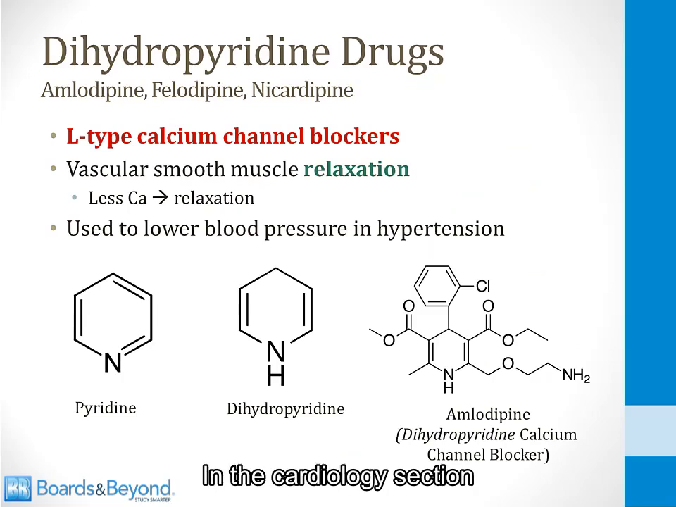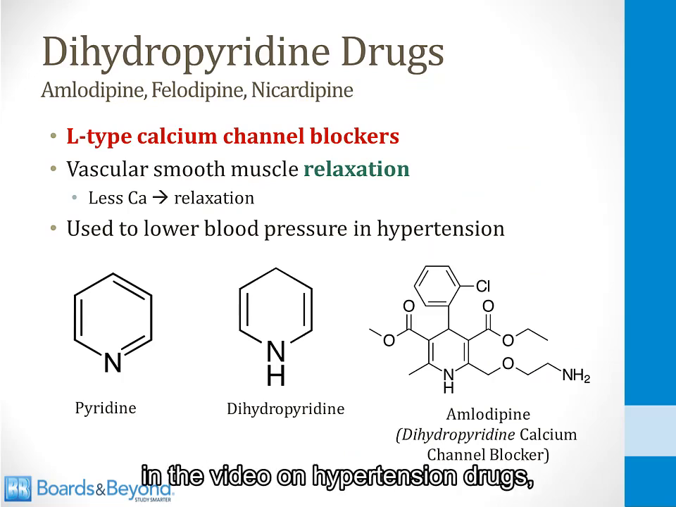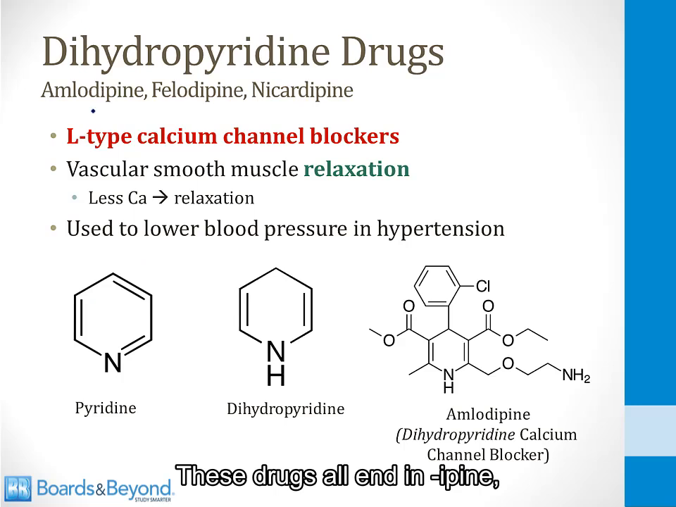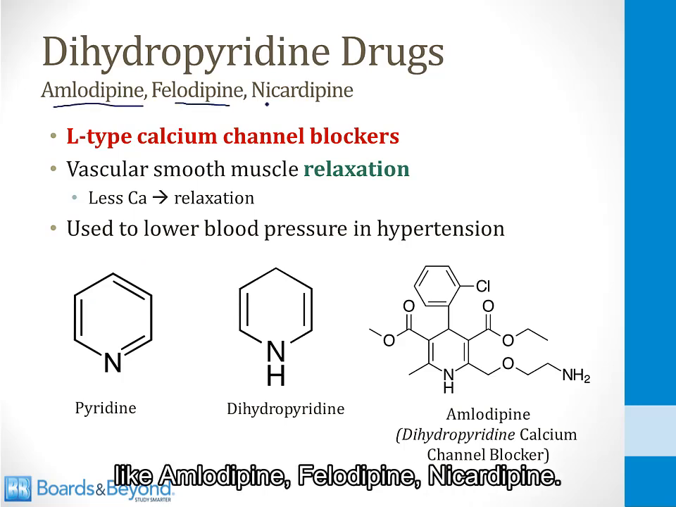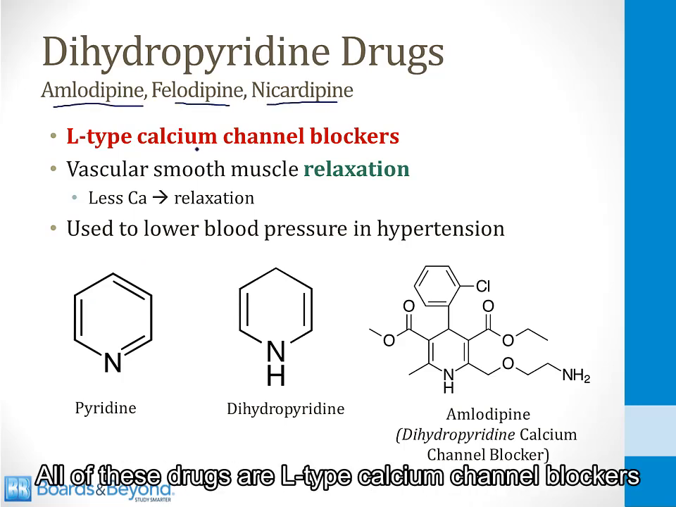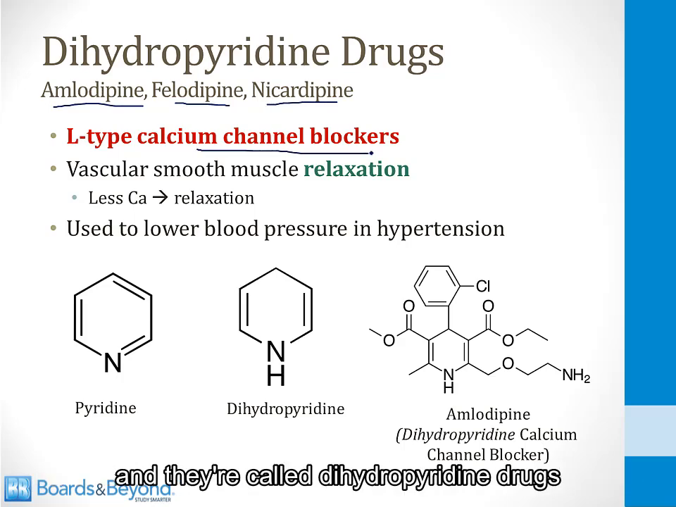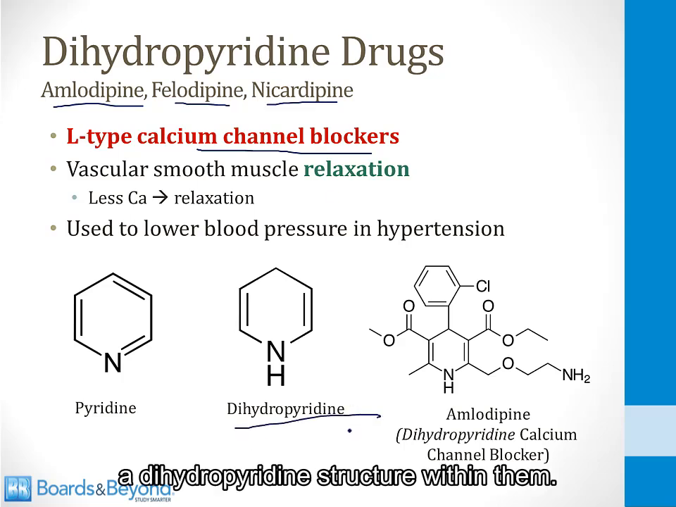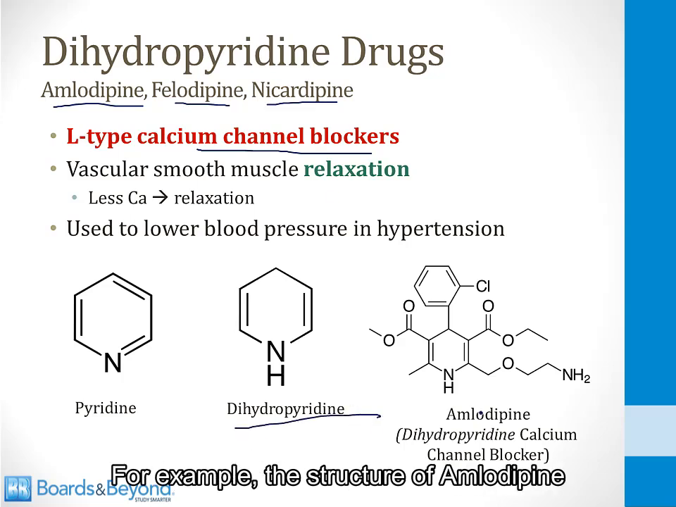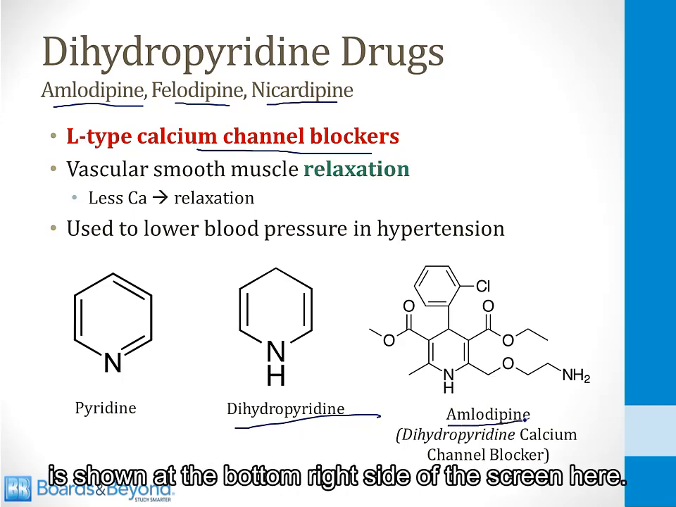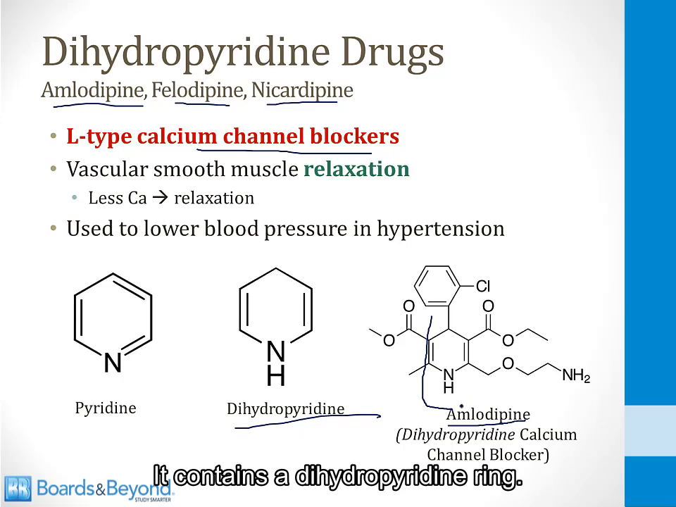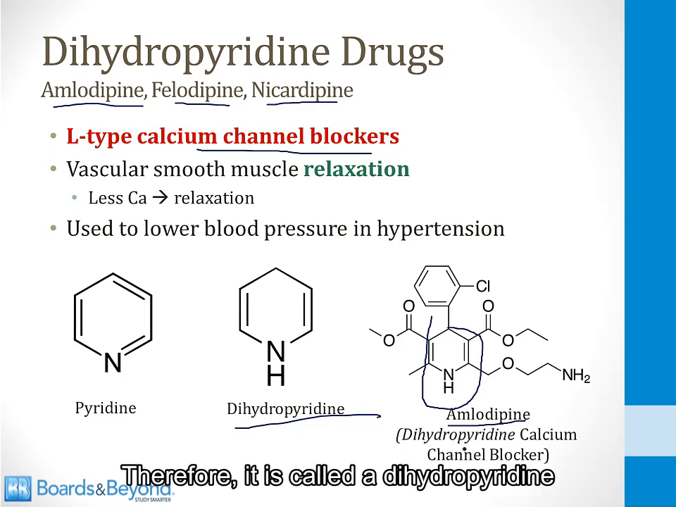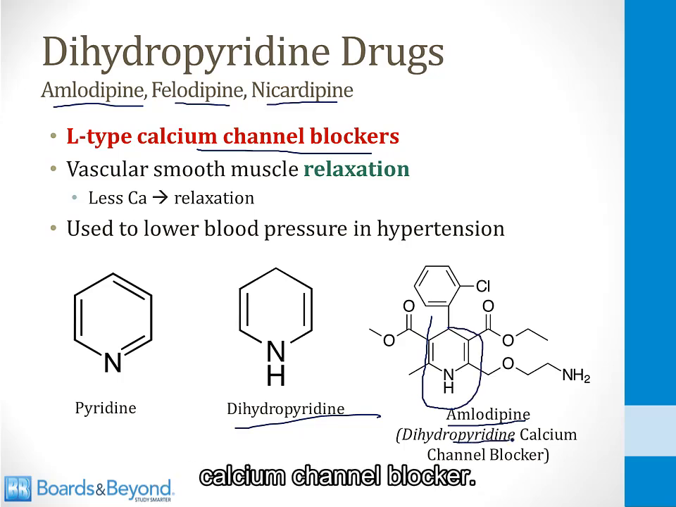In the cardiology section in the video on hypertension drugs, I talk about calcium channel blockers that are dihydropyridine drugs. These drugs all end in -ipine, like amlodipine, felodipine, nicardipine. All of these drugs are L-type calcium channel blockers, and they're called dihydropyridine drugs because the drugs have a dihydropyridine structure within them. For example, the structure of amlodipine is shown at the bottom right side of the screen here. It contains a dihydropyridine ring, therefore it is called a dihydropyridine calcium channel blocker.